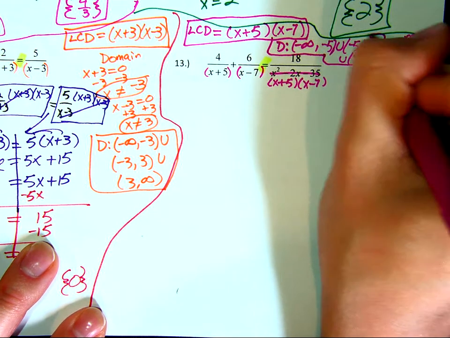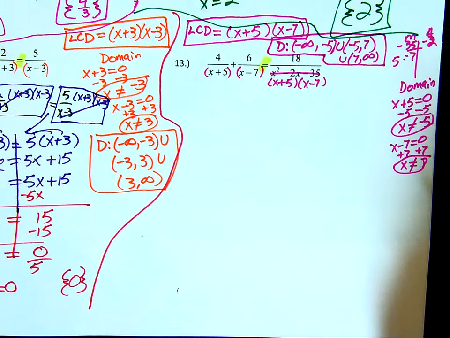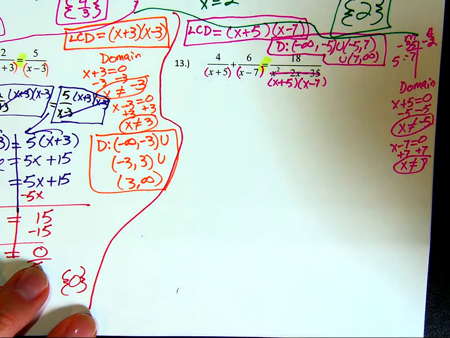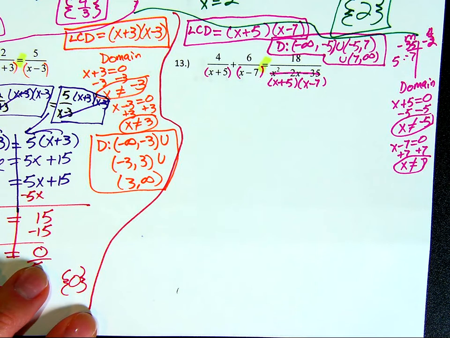And yes, you are required to tell the LCD and the domain on any problem involving an equal sign that has fractions with variables in the denominator. The equal sign and variables in the denominator means domain is needed. So now we can go ahead and move on to our next piece, which is to bring down each one and multiply by the LCD.